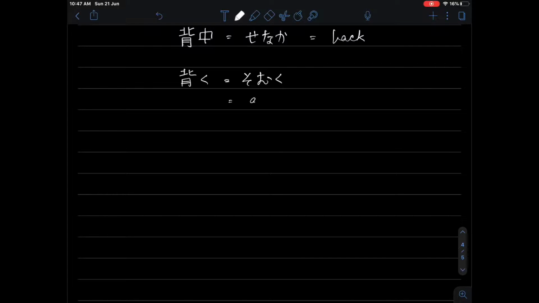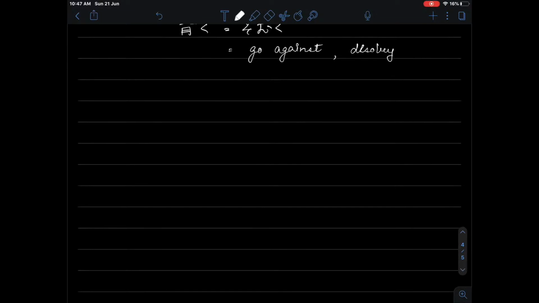Somuku, which means go against or disobey. You can think of it as turn your back on, something like that. Turn your back on, which is going against or disobeying. Okay, let's have one more.